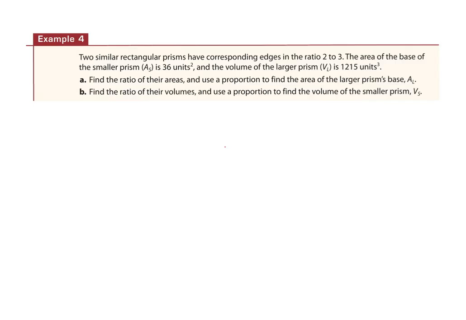And so look at the example right there. The edges are 2 to 3, so they have given me what it is, all right? The ratio then of their areas is just going to be 2 over 3 squared. 2 squared over 3 squared.